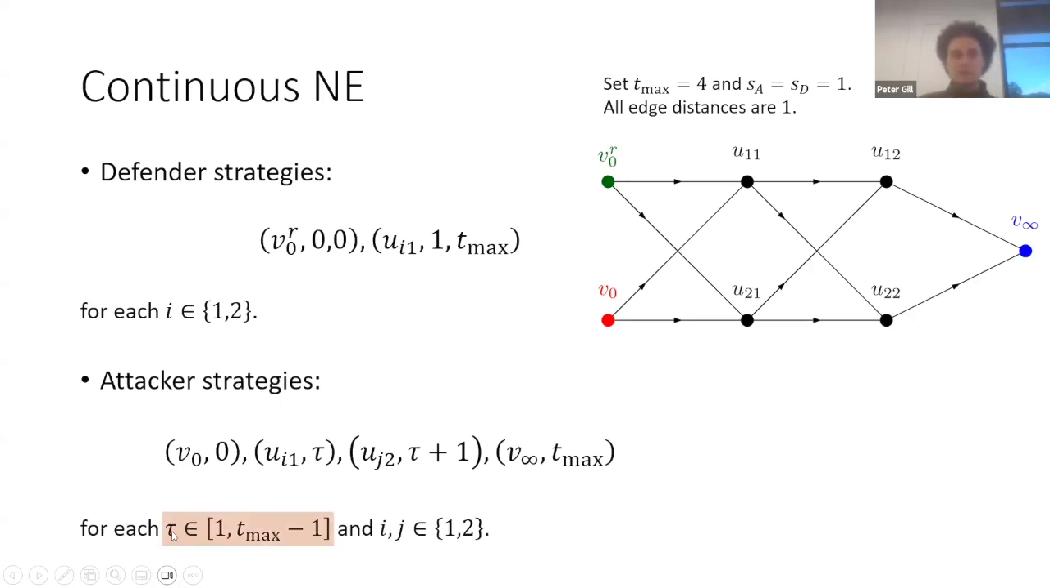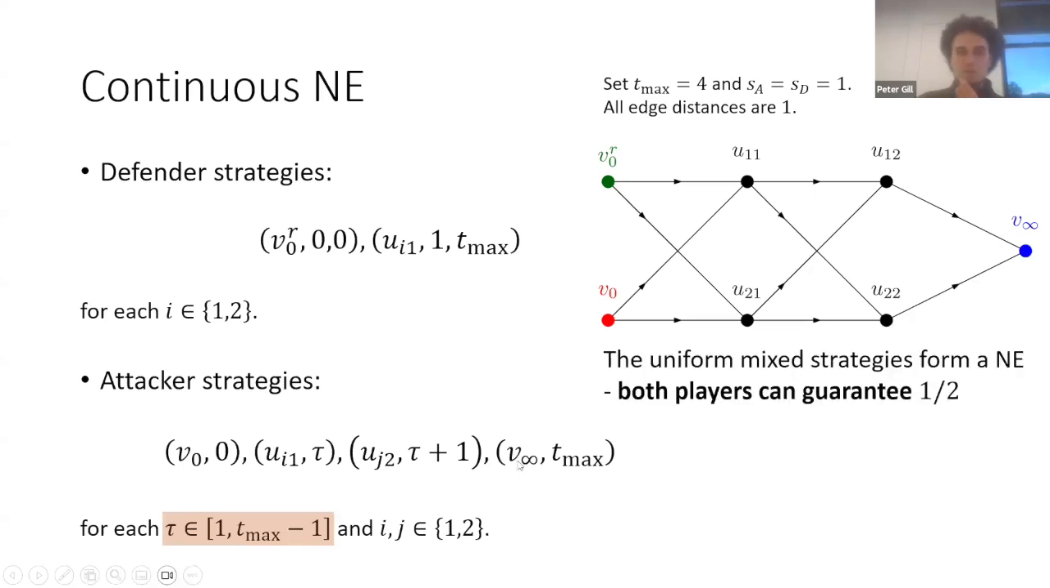For every single tau within that time interval, I'm choosing to arrive at my first column, my U here, at time tau, and then move on to the next column at time tau plus 1. And so I'm playing the uniform probabilistic strategy there. Both players can guarantee 1/2 with each of their respective strategies here. So that does form a Nash equilibrium with infinite attacker support.